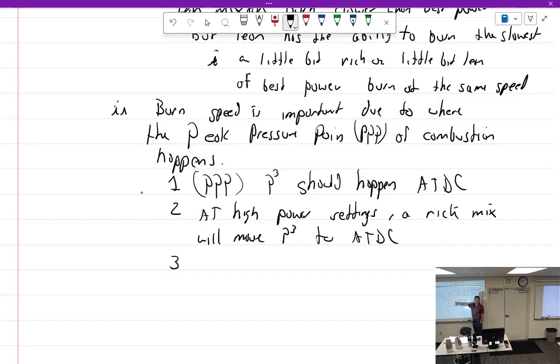Peak pressure point, where I want the peak pressure point, after top dead center, later in the cycle. So yeah, I'm giving up a little power, I really am. So we go to take off. I'm going to take off tonight, go home, and I'm going to have a rich mixture.